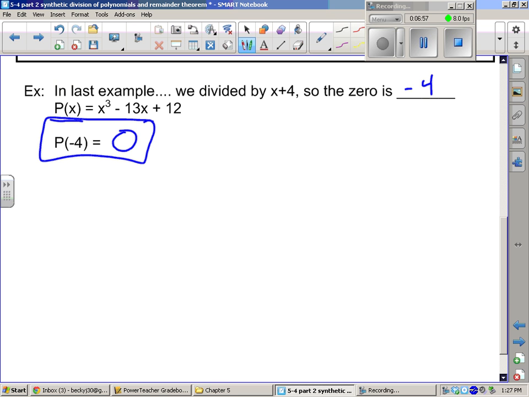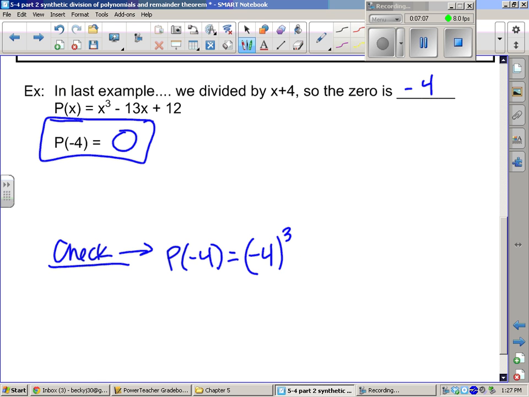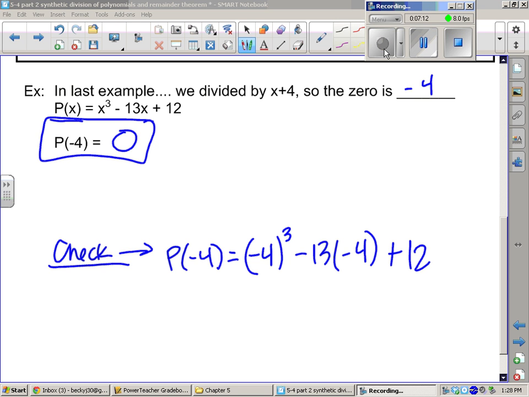Okay, so I've already done the work to come up with that, but I want to show you that that really does work. So right now what I'm going to do is check. I'm going to show you why it works. Finding p of negative 4, that means taking negative 4 and substituting for my x's. Using order of operations, if we were to raise negative 4 to the third power, that's a negative to an odd power, so that will stay negative. And then 4 to the third is 64.